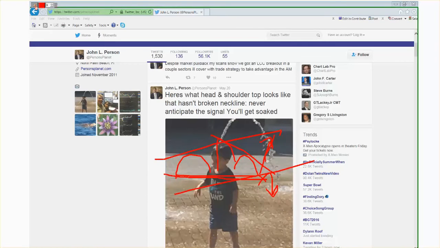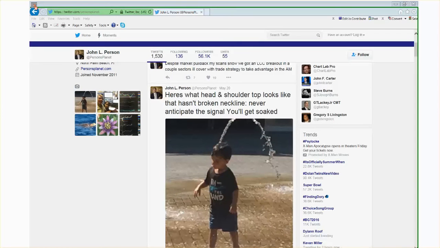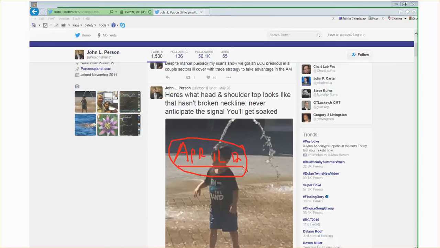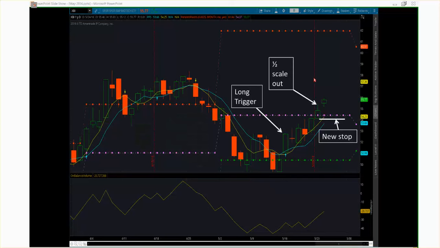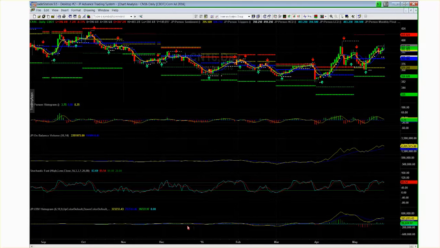I gave everybody this number called the April 12th low. We're going to talk about the April 12th low because that is important, and it held one more time. The April 12th low in the Spiders held like a dime. Got a little scary. But just jokingly, I said, here's what a head and shoulders top looks like that hasn't broken the neckline. Never, or you'll get soaked. Guess what? That has a lot of relevancy because that's what happened to people today. They got soaked. They anticipated the head and shoulders pattern.